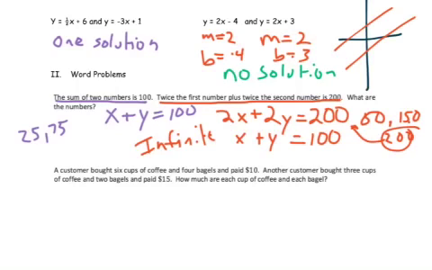A customer bought 6 cups of coffee and 4 bagels and paid $10. So let's write an equation for that situation. So 6 cups plus 4 bagels.